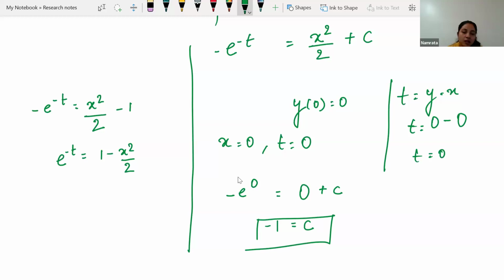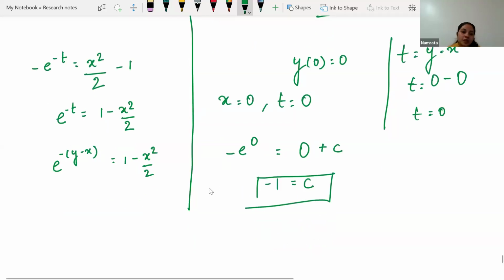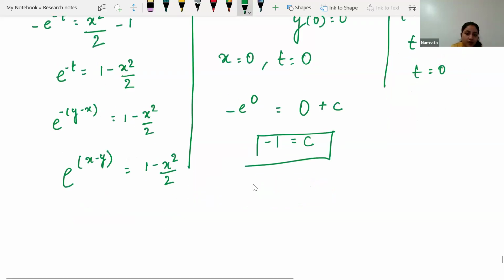And t is what? t we have taken as y minus x, so it will become minus of y minus x over here, equal to 1 minus x square by 2. y we have to find from here. This is our solution and here we have to find y. So e to the power x minus y became equal to 1 minus x square by 2. We can write it as 2 minus x square by 2.